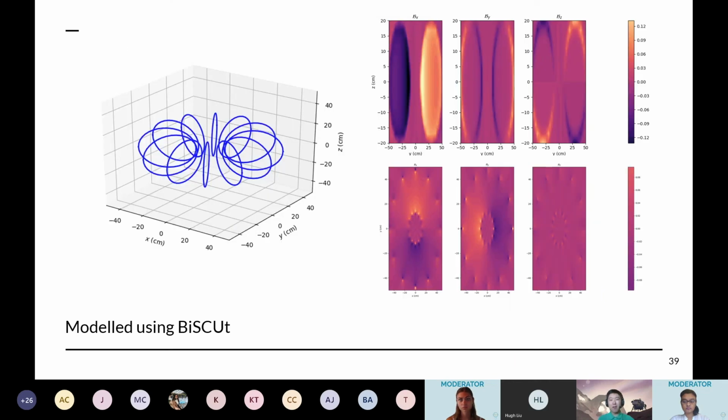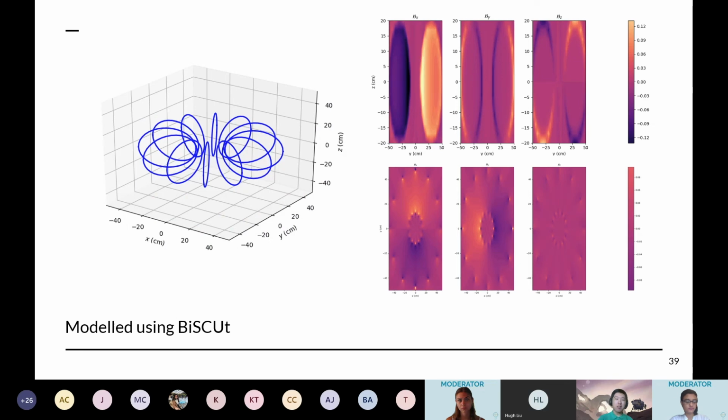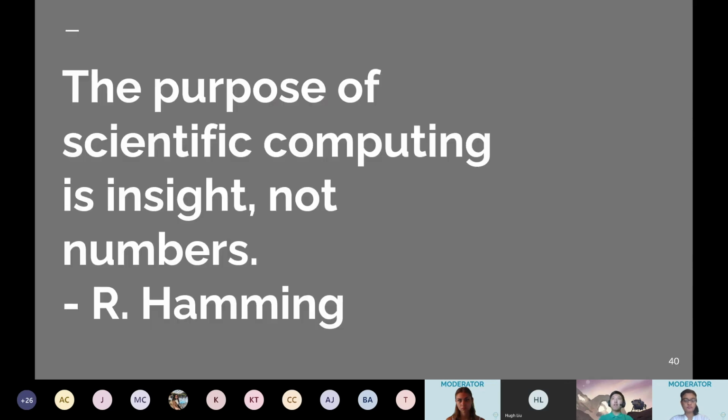So I whipped up a quick mock-up of this using Biscuit. And as you can see in the top BX plot, you see the same shape of magnetic field that you saw in the previous picture. I think this is really the kicker of Biscuit. Biscuit really gives you insight into the magnetic field produced by any arbitrarily shaped coil, and it helps people get an intuition for what their design looks like before they have to go and do hard calculations by hand. The purpose of scientific computing, as Richard Hamming says, is insight, not numbers. And I hope Biscuit can help you give insight.